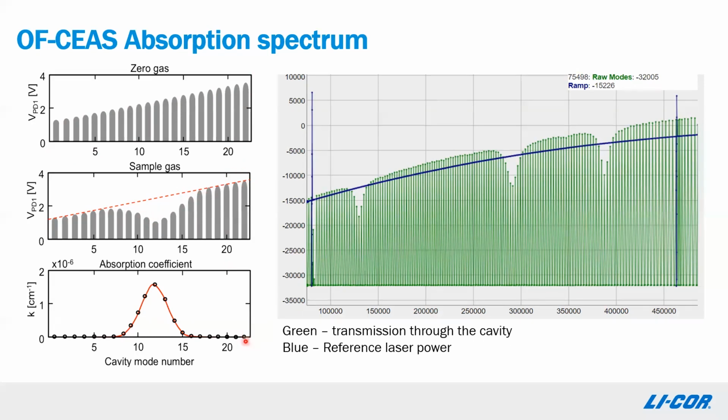And that can be converted to absorption spectrum to calculate concentration. On the right-hand side, we can see a full spectrum here. This is the LI-7810 measuring methane, CO2, and water vapor with a single laser. So they are tunable to a small degree where we can pick up multiple gases with a single laser. Typically one or two, in this case 3. And this is the full spectrum.